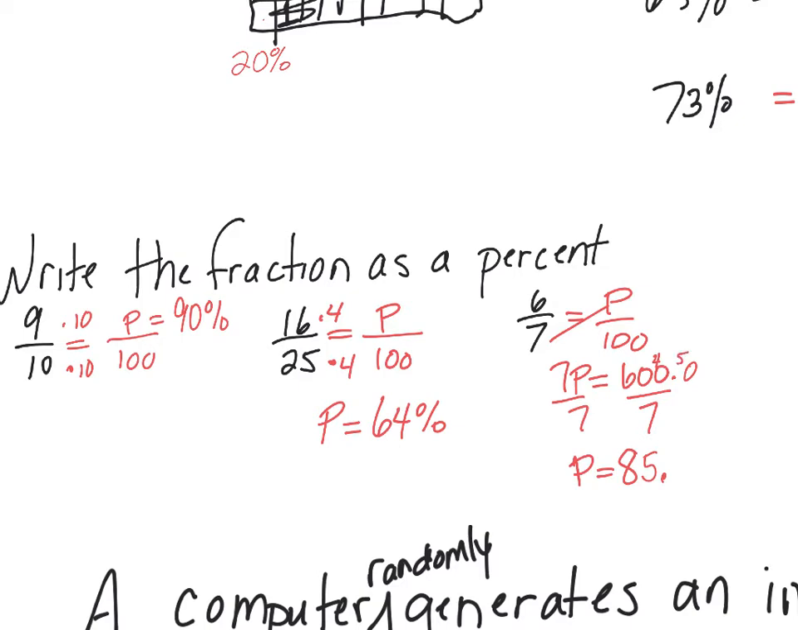7 into 50. 7. How many left over? 1. 7 into 10. 1. How many left over? 3. 7 into 30. 4. How many left over? 2. 7 into 20. 2. How many left over? 6. 7 into 60. 8. Do you guys notice what's happening?